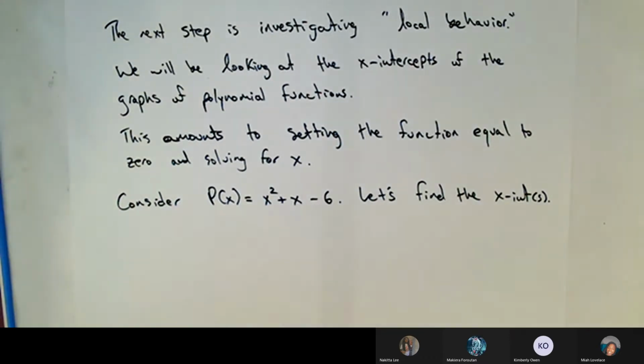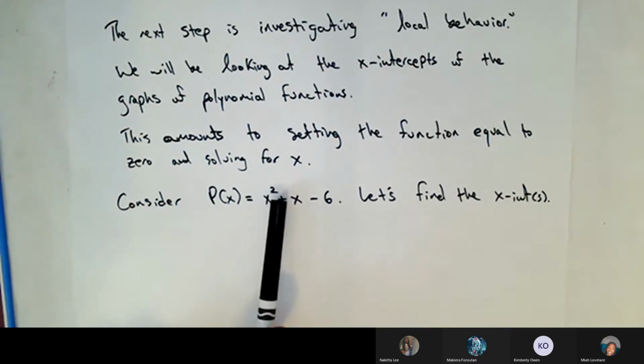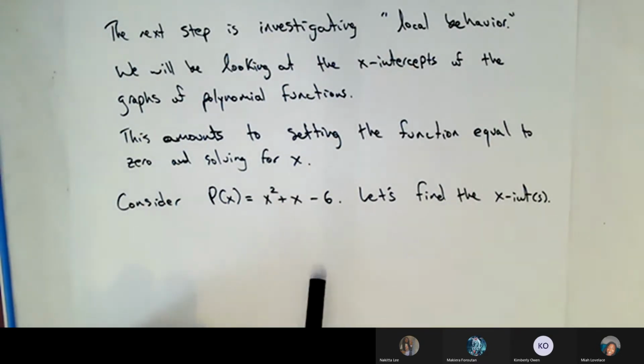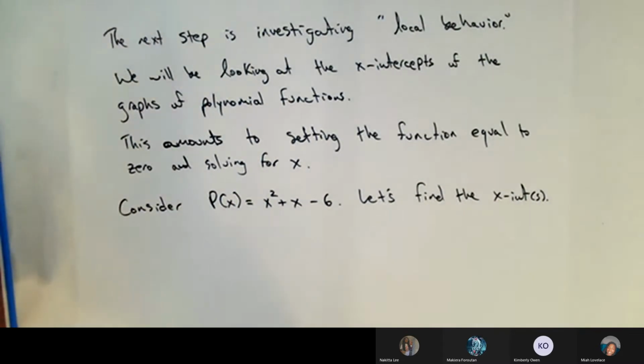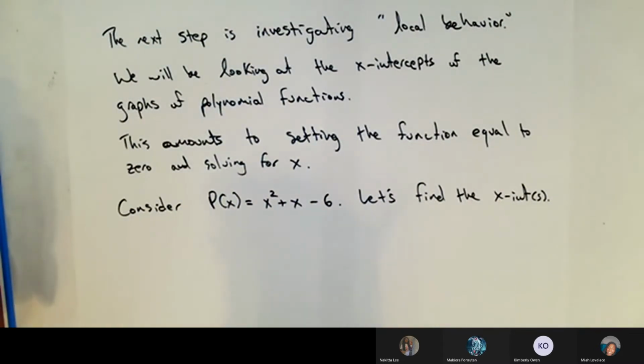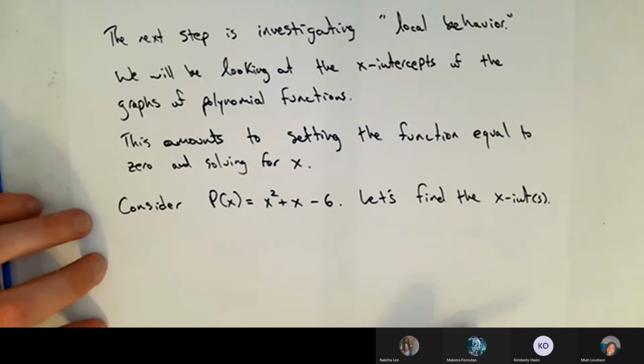Well, it's just quadratic, so we should be able to do this. In fact, this was part of 3.1, finding the x-intercepts of quadratic functions. How do I know it's quadratic? Well, it's degree 2. So it's a very special polynomial function that is degree 2. And we have practice finding the x-intercepts of polynomial functions like this.